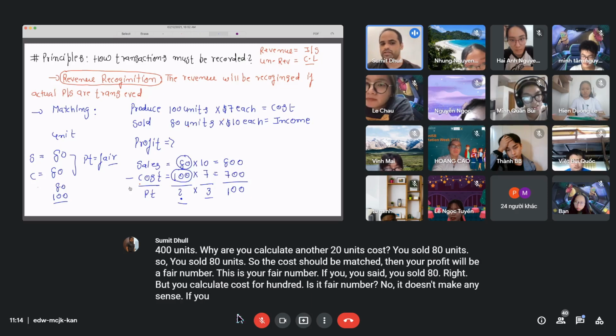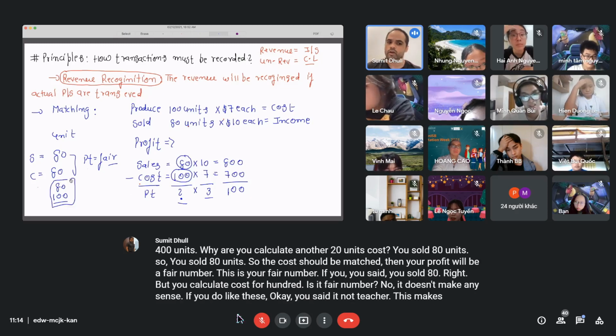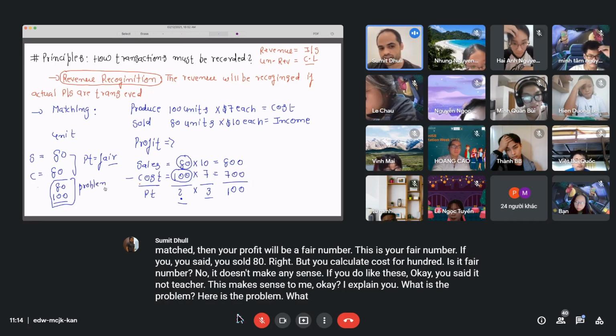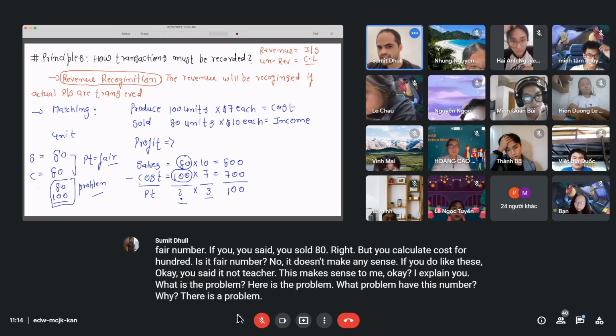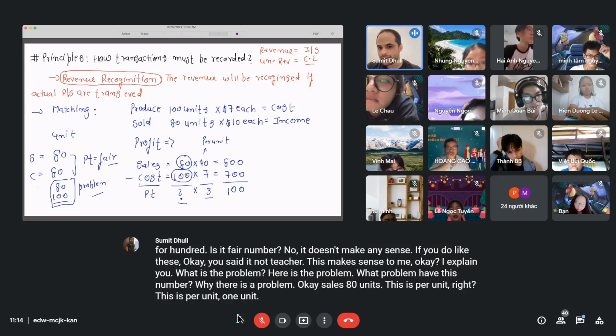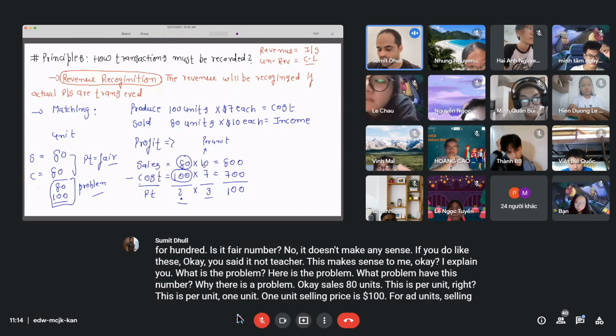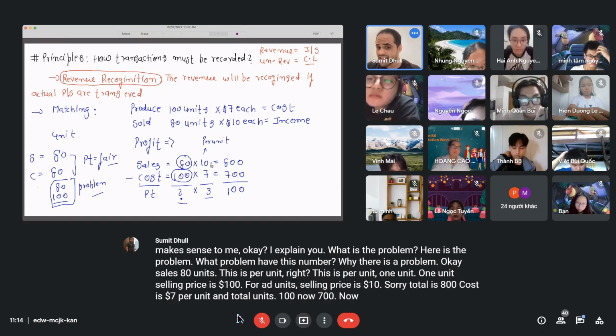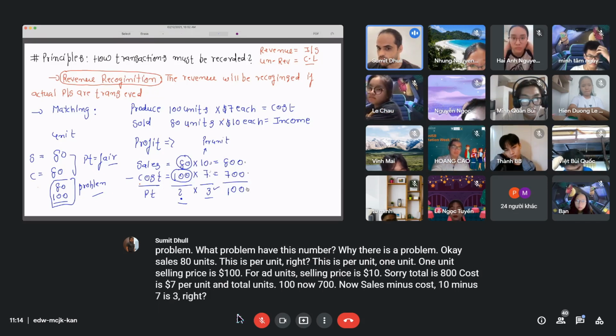If you do it like this, you might say, no teacher, this makes sense to me. Okay, I explain what the problem is. This number, why is there a problem? Look here, sales 80 units. This is per unit, 1 unit. 1 unit selling price is $10. For 80 units, total is 800. Cost is $7 per unit and total units 100, now 700. Now, sales minus cost, 10 minus 7 is 3, right?